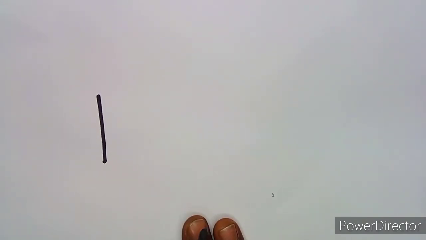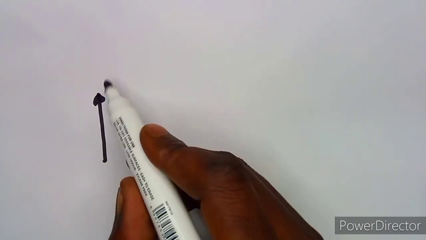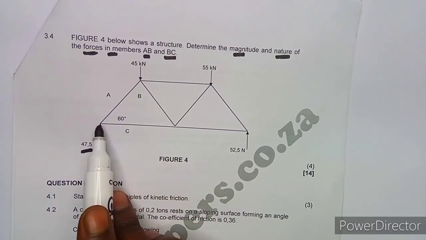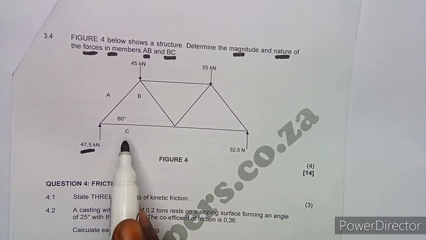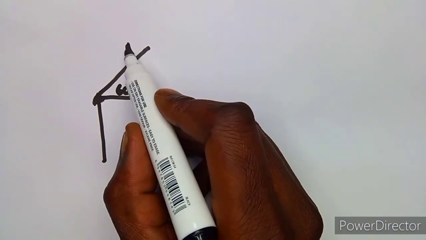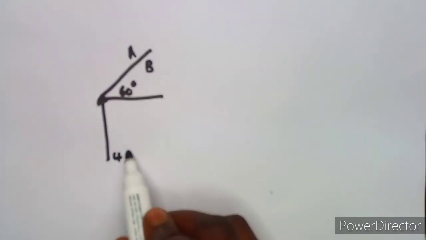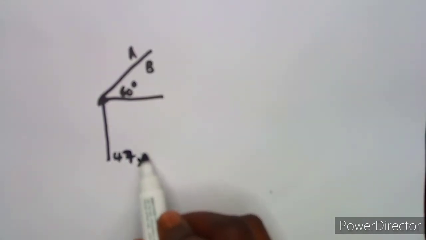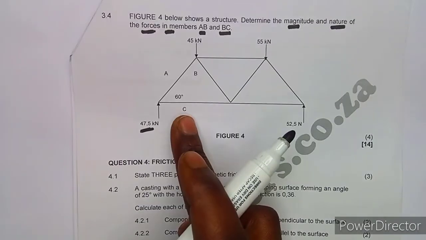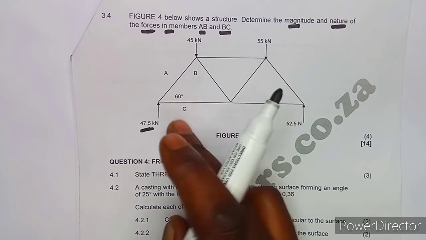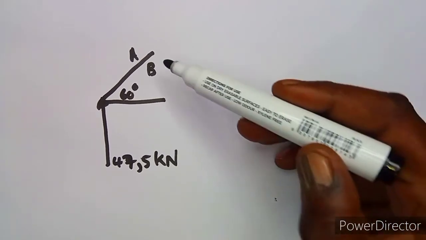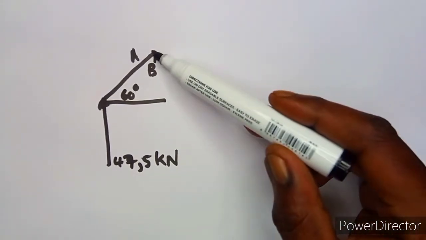If you use this 45 kilo, it's going up, but there's an angle in between here, this one and this one. So we've got A, B, and C, and 60 degrees there. All right. So in this case, I'm just going to work with AB and 47,5. That's 47,5 kilonewtons in this case. Okay, that's what I'm having. So just forget about this C. Don't mind about it for now. Work with AB because it's the one that is on the vertical part. We want to work with the vertical part.